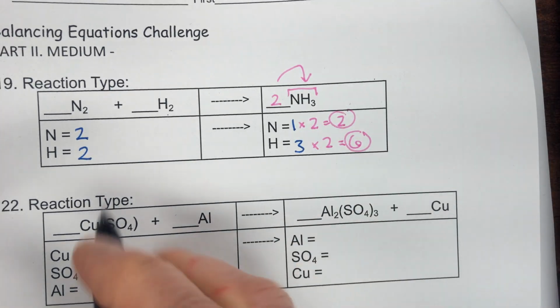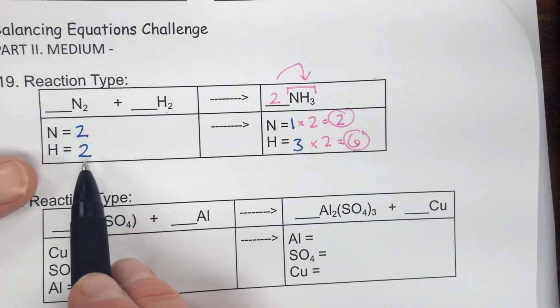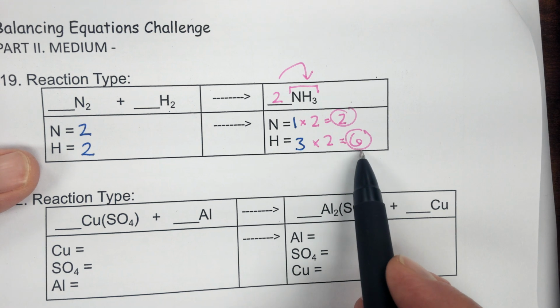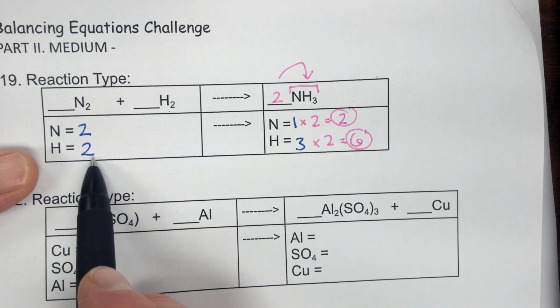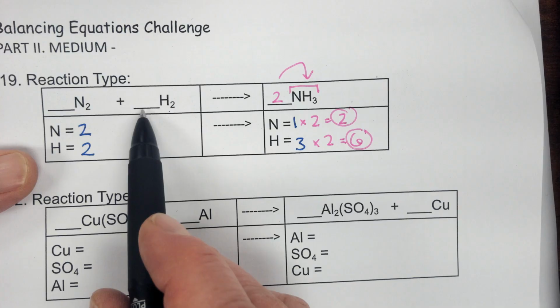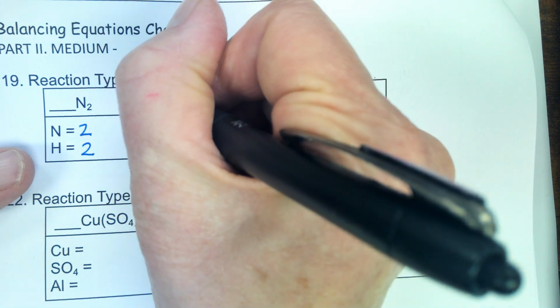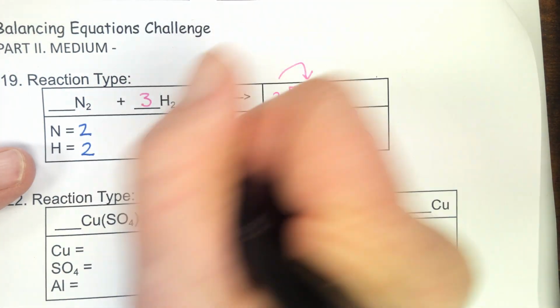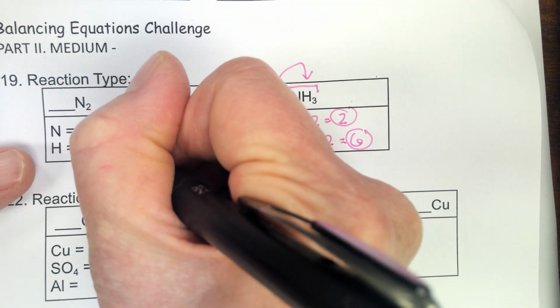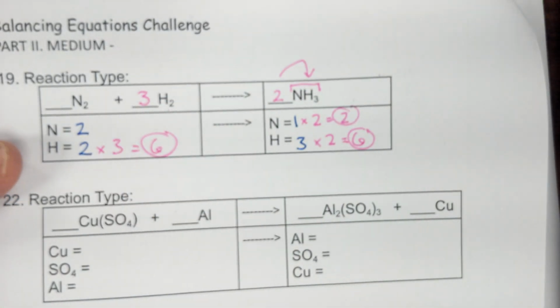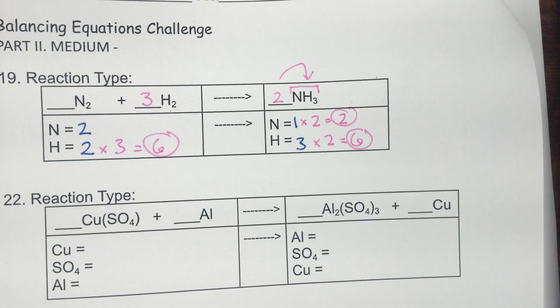All right, so now my nitrogen is balanced, but my hydrogen is not. I'm going to go back over to the other side and put a coefficient of 3 in front of hydrogen right here. That's going to multiply this hydrogen by 3. I'm going to end up with a total of 6, and that equation is balanced.